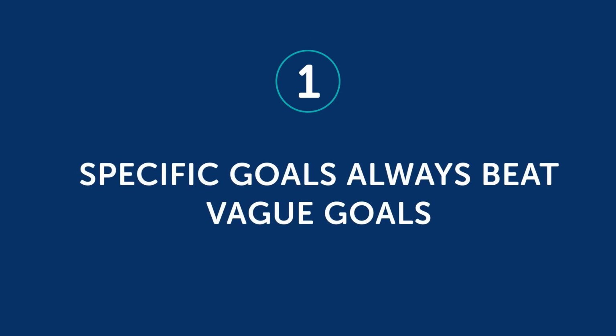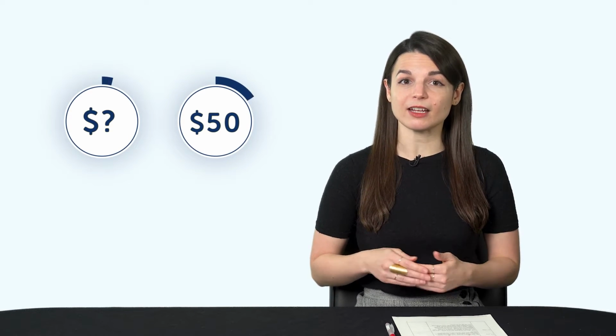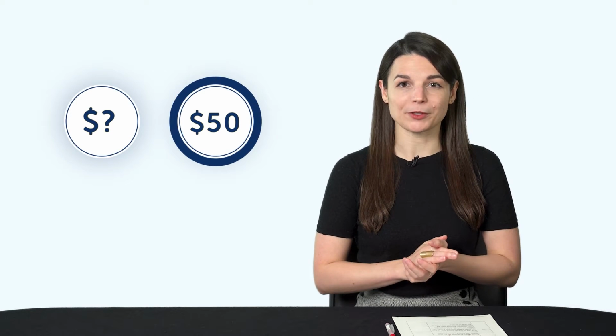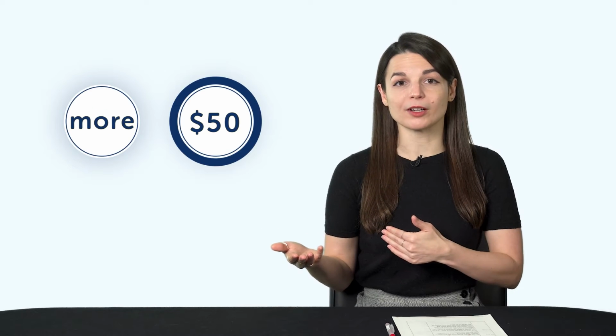But here are a few reasons why this tactic is so powerful. First, specific goals always beat vague goals. For example, between setting goals like, I want to save money, and I want to save $50, you're more likely to succeed with the $50 goal. Because you have a specific number to look for and measure, you won't stop until that $0 becomes $10, then $20, and then $50. Same with language learning. Between, I want to learn more words, and I want to learn 20 words, you'll do much better with the specific goal.